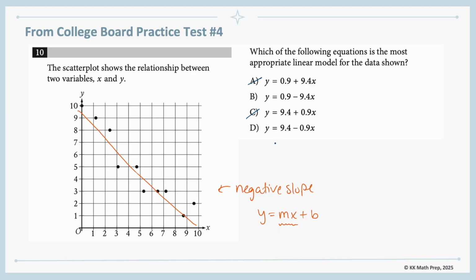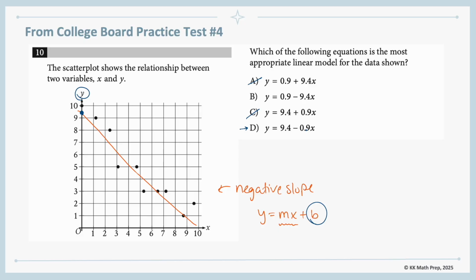Okay, next thing I might look at is the y-intercept. So the y-intercept, which is the b value in our equation, would be wherever we are crossing the y-axis. So the y-axis is up here, and I would probably be crossing somewhere around 9.5. If I'm looking at my answer choices, I think maybe 9.4 seems about right. So I'm leaning towards choice D, 9.4 for my y-intercept, and maybe negative 0.9 for my slope.